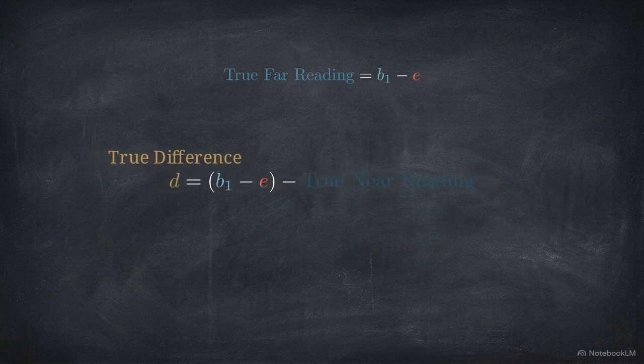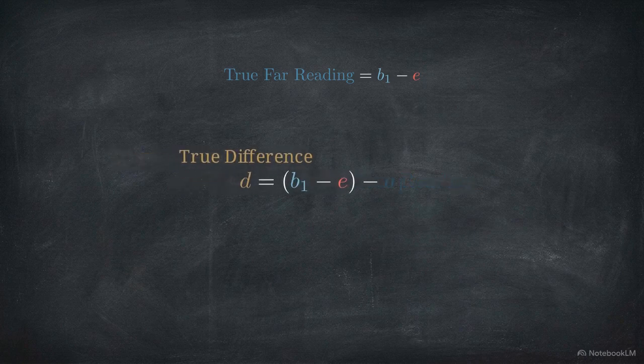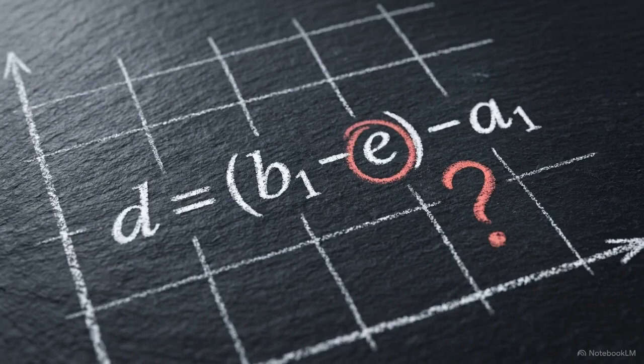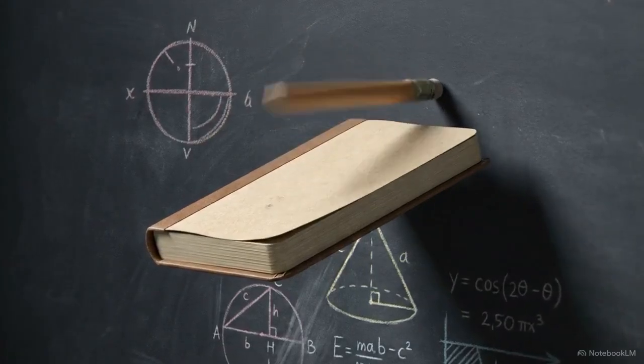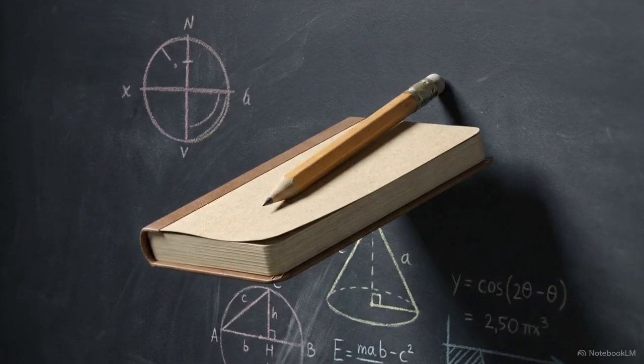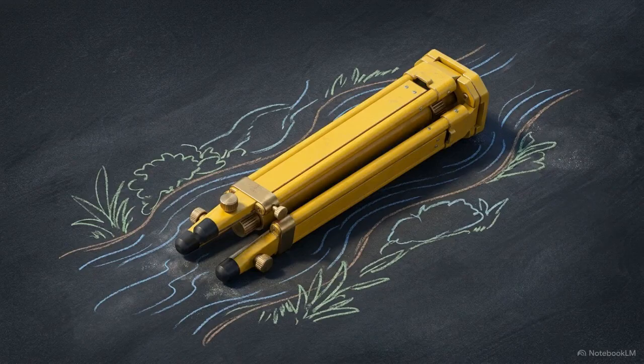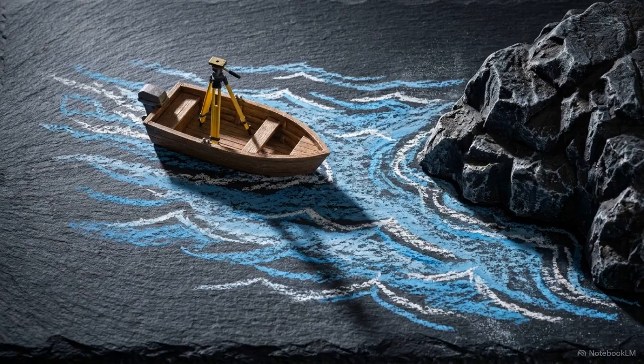So D equals B1 minus E minus A1. We now have a working equation for the true elevation difference, but on its own it is entirely useless. We still have absolutely no way to solve for E. To solve the system, we pack up the instrument and physically relocate to the opposite bank, station B.